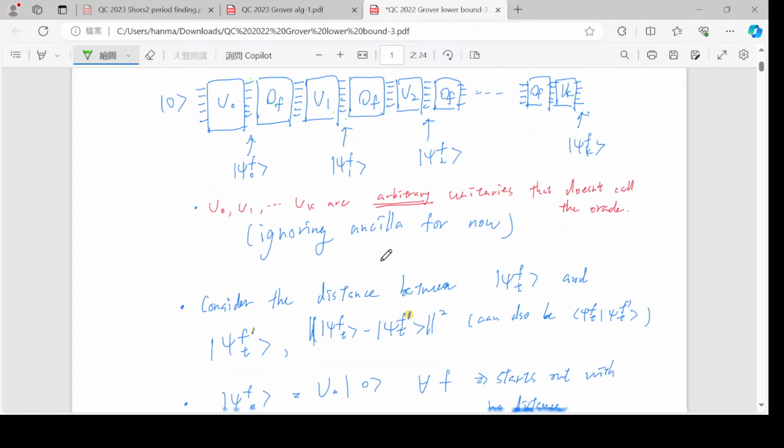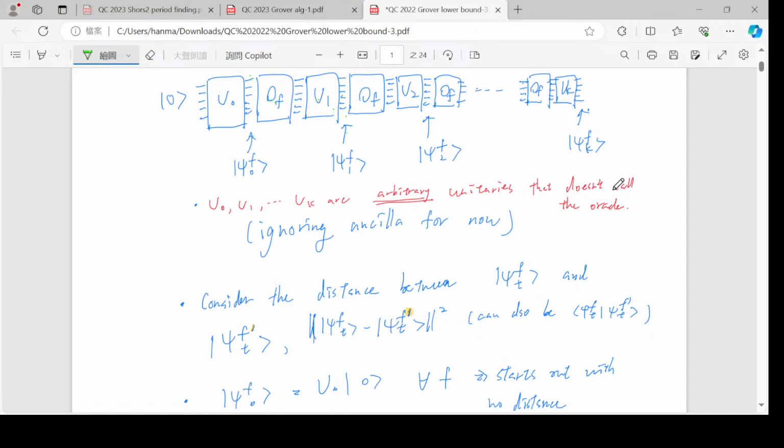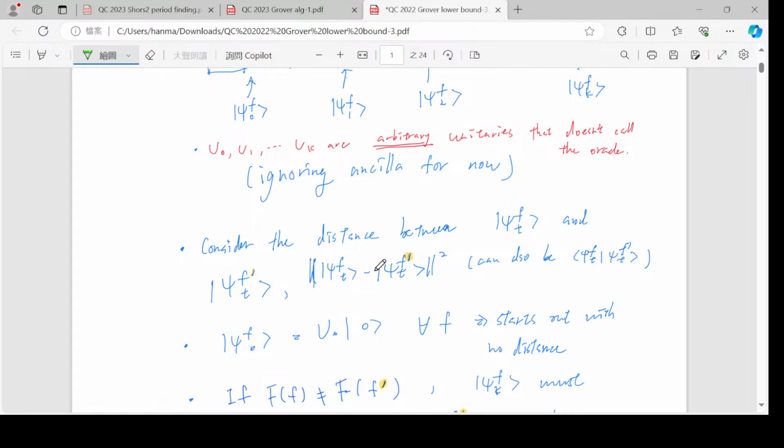We want to compute something on those states. The idea is that different f will give you different psi, and we want to consider the distance between different psi.